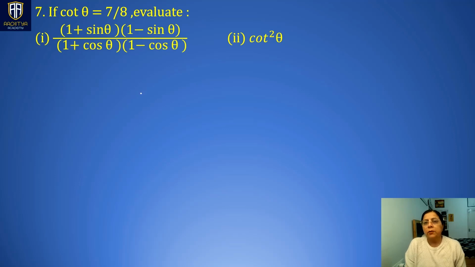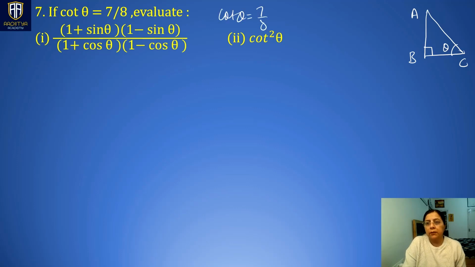Next, given that cot theta is 7 by 8. First of all we have to make this triangle. Fix theta here. Let this be triangle ABC, right angled at B. Let angle C be represented by theta. It is given that cot theta is 7 by 8. Now cot is the ratio of base and perpendicular. So if we are taking this as our theta, this side has to be base. This will be perpendicular and this is the hypotenuse.